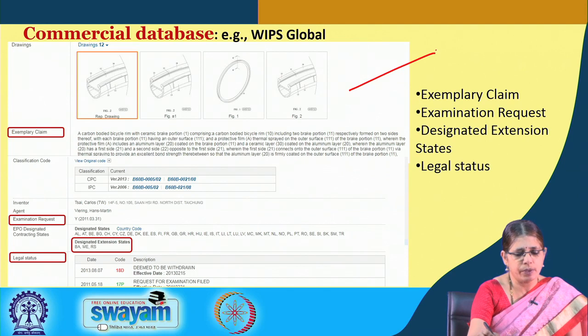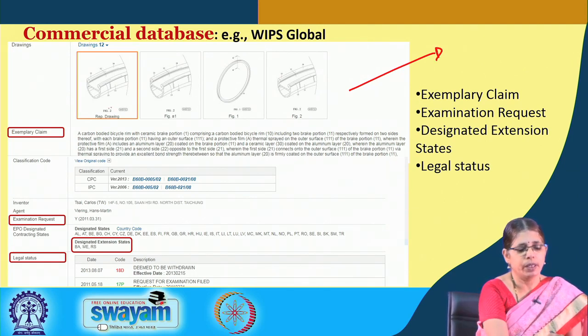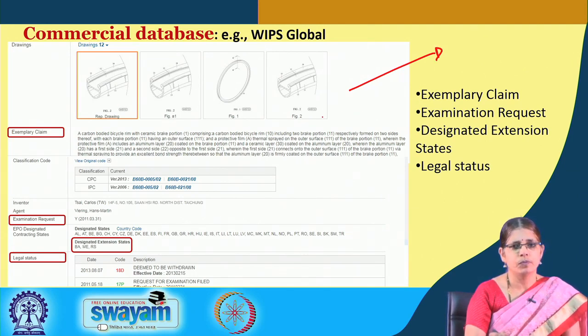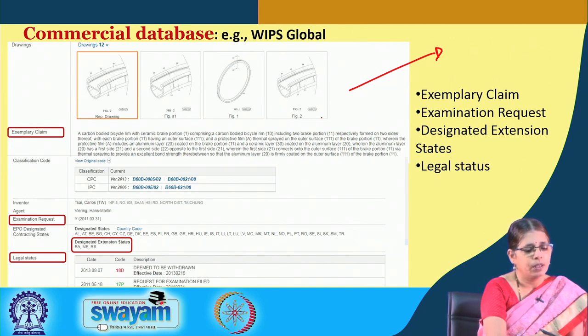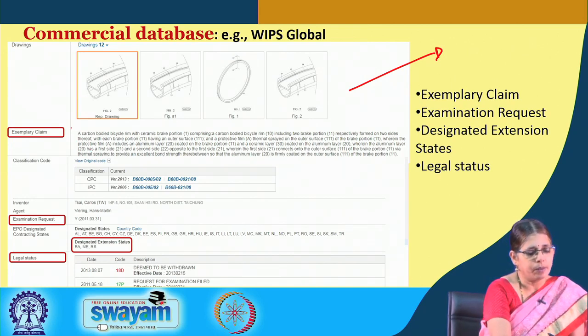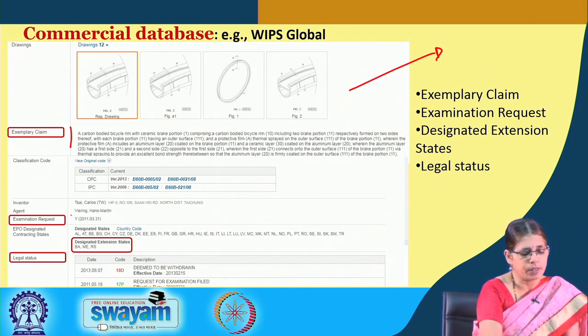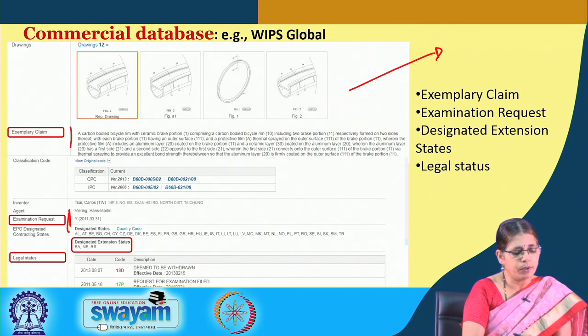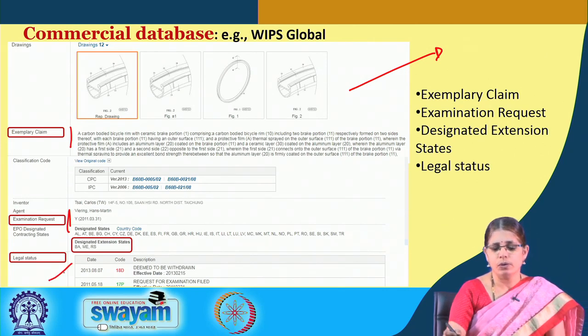This also provides a very user enhanced feature in terms of looking at all the images in one go. So, for instance, if you are looking at figures and looking at novelty of an invention and ascertaining that, this provides an easier way of looking at it. Besides that, it also provides you the exemplary claim, the details in relation to whether the examination request has been filed for it, and the legal status. So, all of this information can be seen in one go.